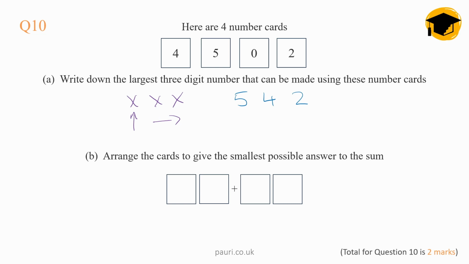Arrange the cards to give the smallest possible answer to the sum. So to get the smallest possible answer, I need the numbers again on my left hand side of my place value to be as small as possible. So the smallest numbers are 0 and 2, then I'm left with 4 and 5. So you can see that is the smallest combination that I can use to get the smallest number possible.